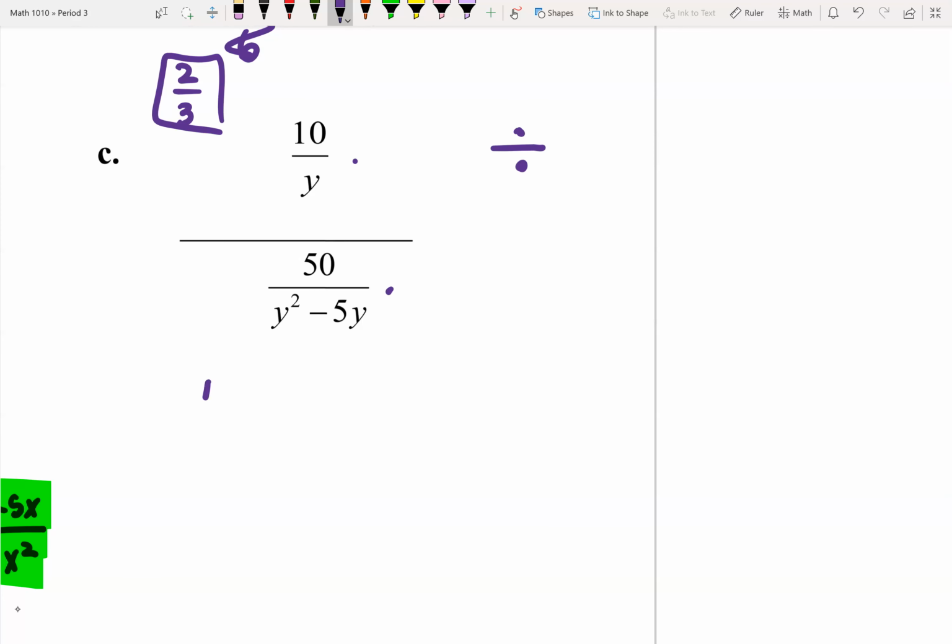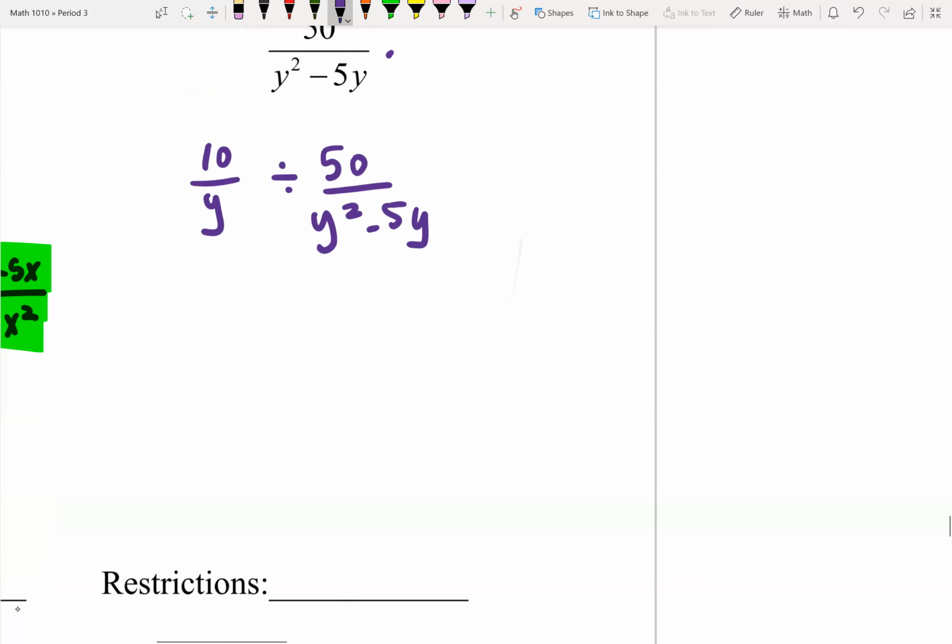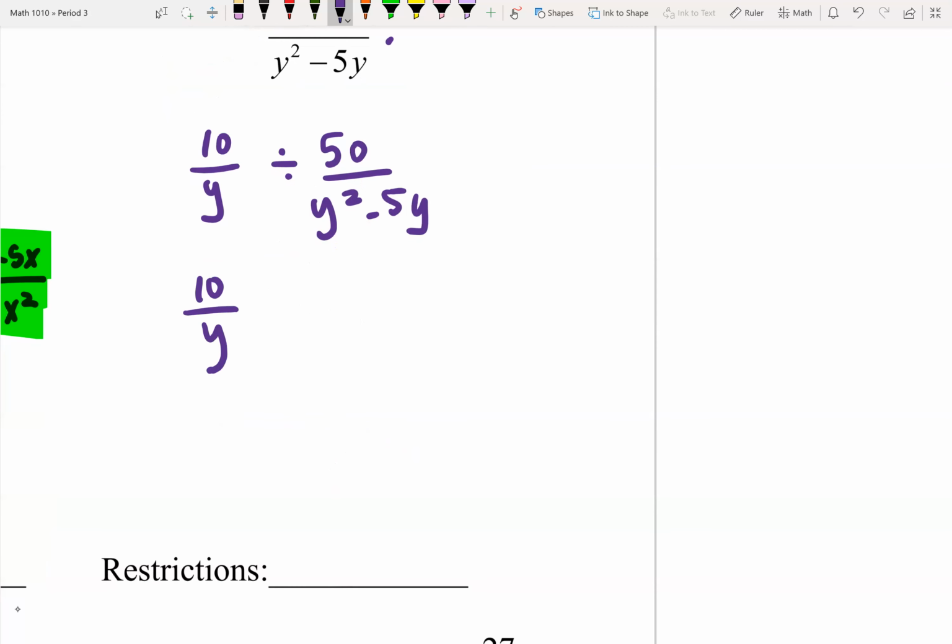Okay, everybody write down 10 over y divided by 50 over y squared minus 5y. Now I change my division to a multiplication, and I flip the second guy upside down. Now, look at the numerator, which is the top of the second one. Is there anything I can do to that y squared minus 5y, everybody? You can take out a y. So let's take out a y, and you're left with y minus 5. You could have done that at the beginning, in the middle, or right now, it doesn't matter.